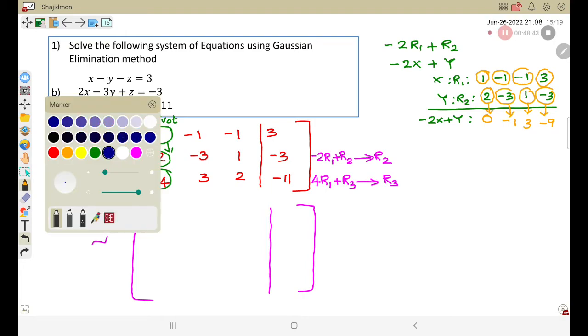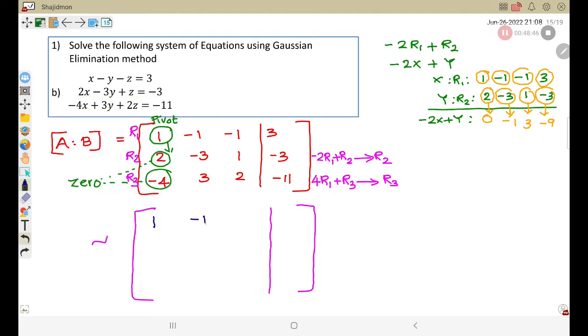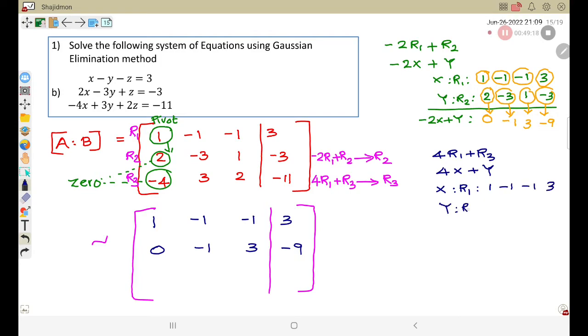so I can write here first row no change, 1, minus 1, minus 1, 3. Second row now we got 0, minus 1, 3, minus 9. Now the third row we are changing: 4 times R1 plus R3 is the new output row. So 4x plus y, you can enter in your calculator, where x means the first row, that means 1, minus 1, minus 1, 3. Y means the third row, R3 row. What is the third row? Minus 4, 3, 2, minus 11.